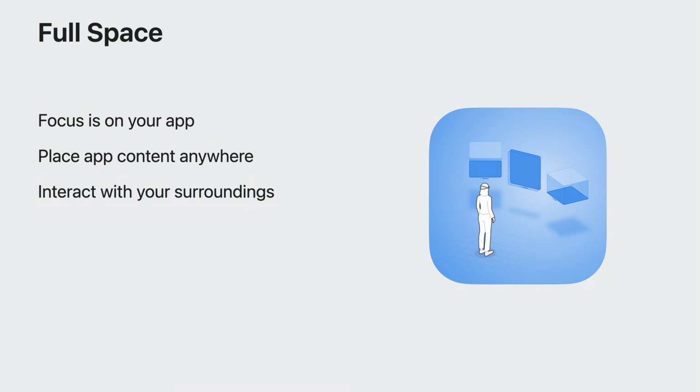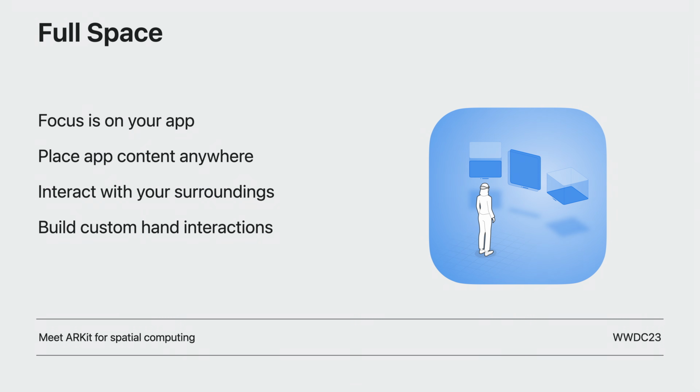Thanks to ARKit and RealityKit, your virtual content can even interact with your surroundings. You could throw a virtual ball into the room and watch as it bounces off the wall and then rolls on the floor. And with the addition of hand tracking, you can build custom gestures and interactions, or place the content relative to people's hands. Many of these capabilities are coming from ARKit. To go into more depth and learn how you can leverage them in your app, be sure to check out the Meet ARKit for Spatial Computing session.